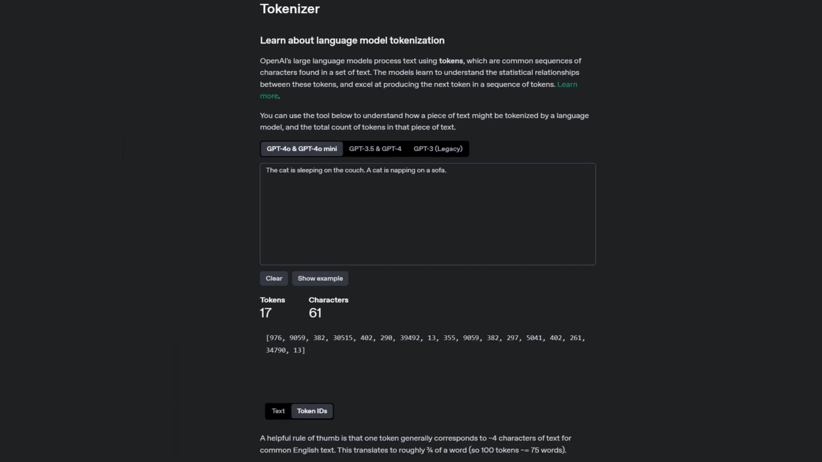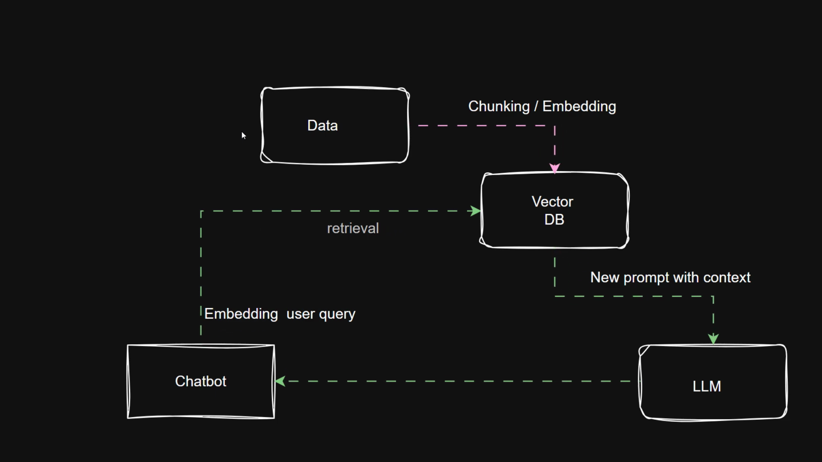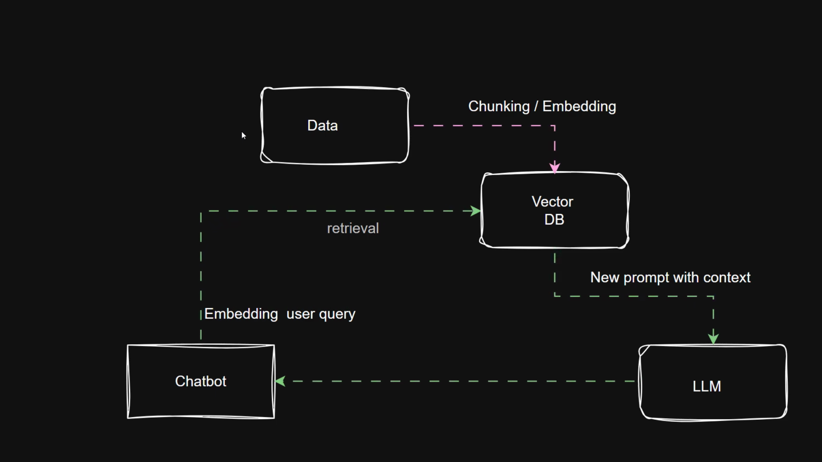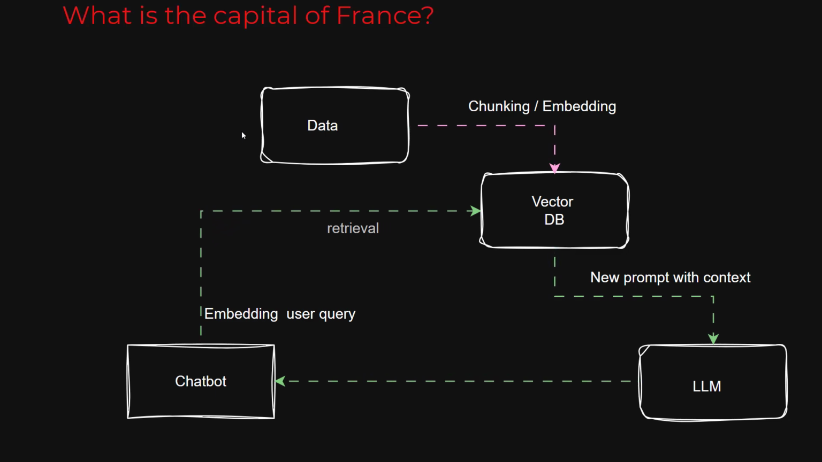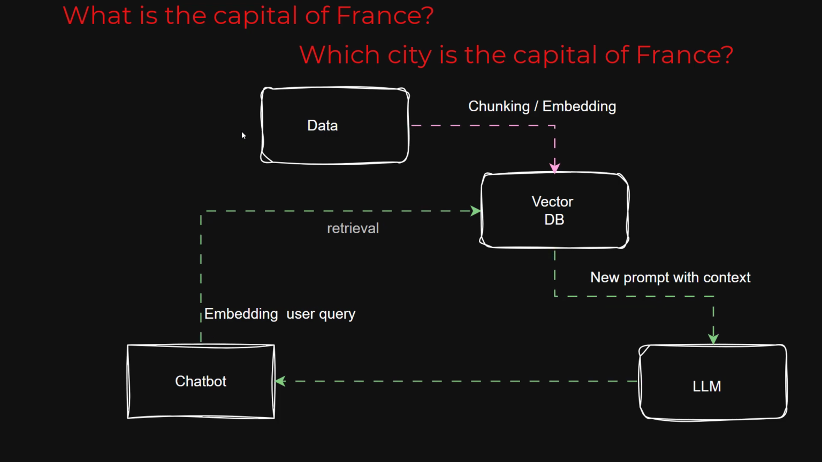So let's go back here. As we can see in this diagram, the embedding generated should effectively capture the underlying semantic meaning of the text. This ensures that the retrieval mechanism can find relevant information based on the user query rather than just the literal string. For example, if I say, what is the capital of France? And another sentence is, which city is the capital of France? Both should ideally return the same relevant result, Paris.